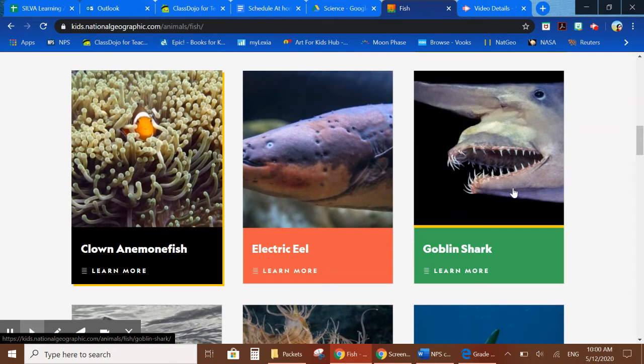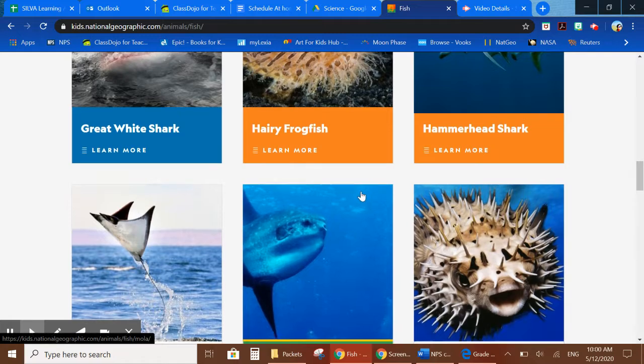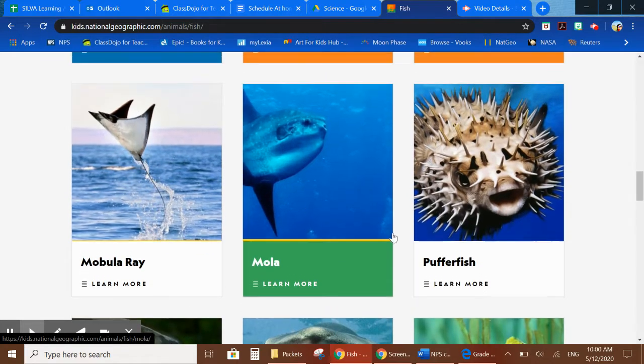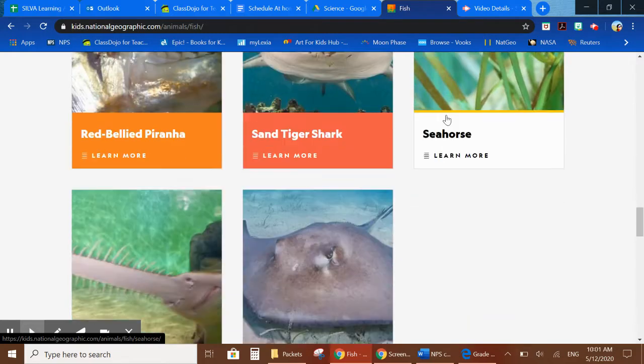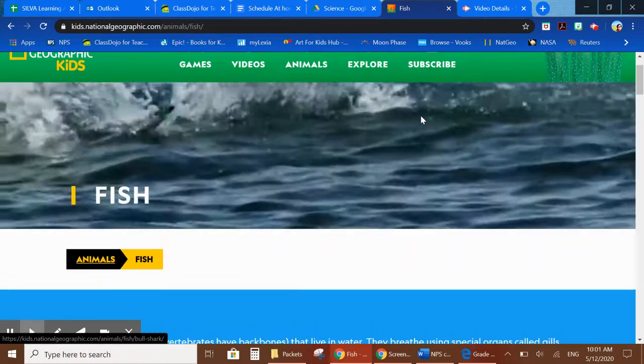That's called a goblin shark. Great white sharks. So all kinds of sharks we see here, they're fish, right? What about the stingrays? Those are fish. Puffer fish. Ooh, look at his teeth. A seahorse. So we have all different types of fish.